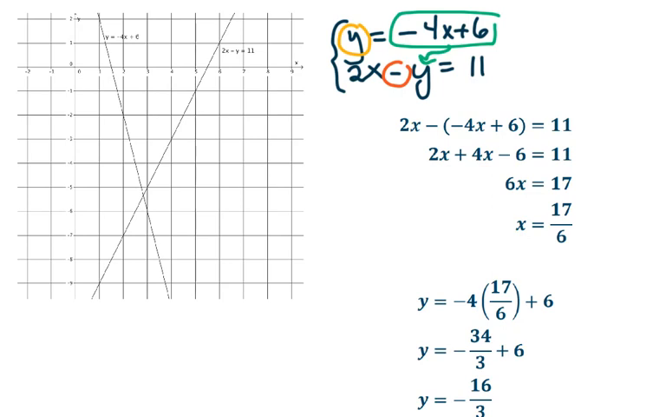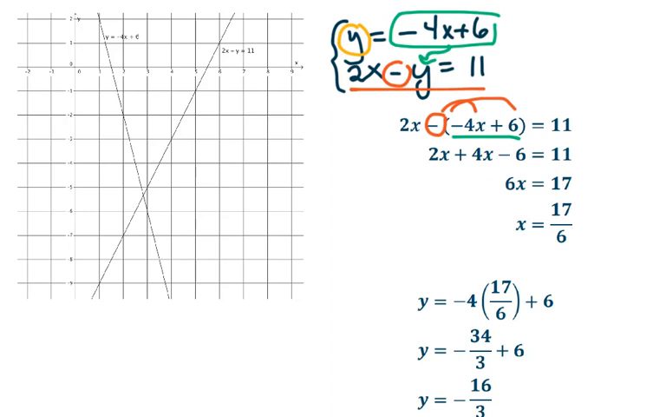Okay? So we can see here, we're going to substitute in the negative 4x plus 6, and then this is what I was talking about. You have the negative that was in the original equation that we're substituting into. So what does that look like when we actually substitute, or you can also think of it as distributing a negative 1. So that gives us 2x plus 4x minus 6 equal to 11.